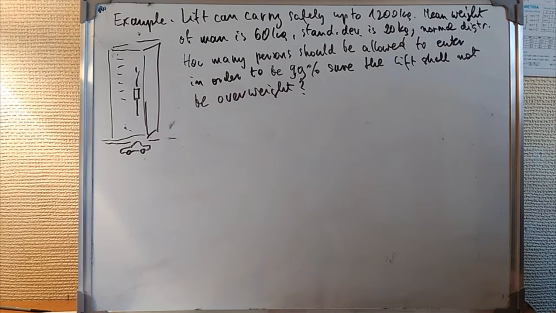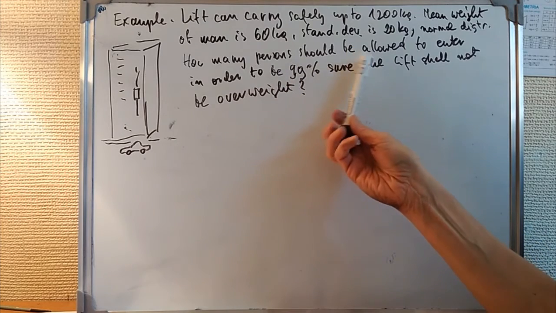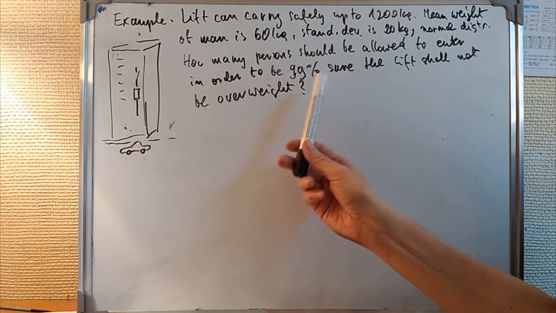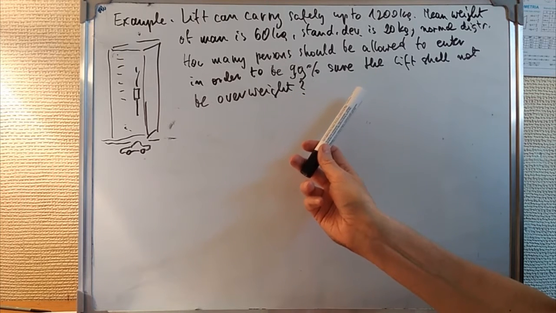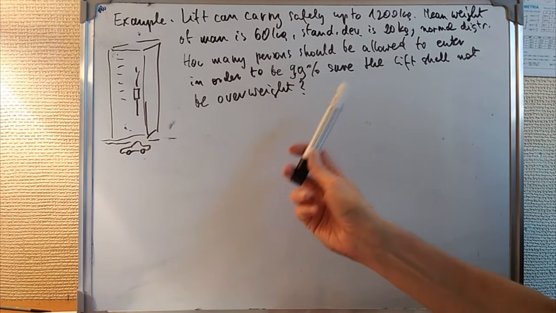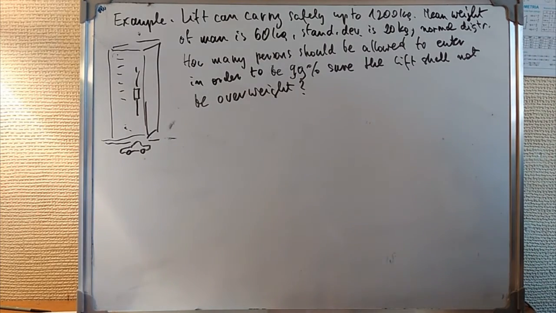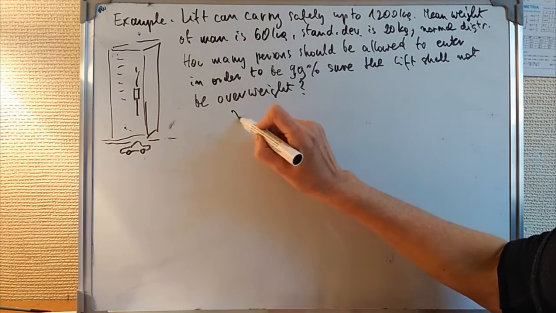or only 6 people allowed, right? So how is it calculated? Let's answer a similar question. How many persons should be allowed to enter in order for us to be 99% sure that the lift shall not be overweight? Okay, so let's start with a man.